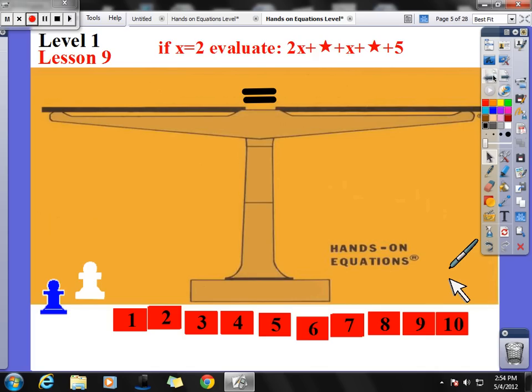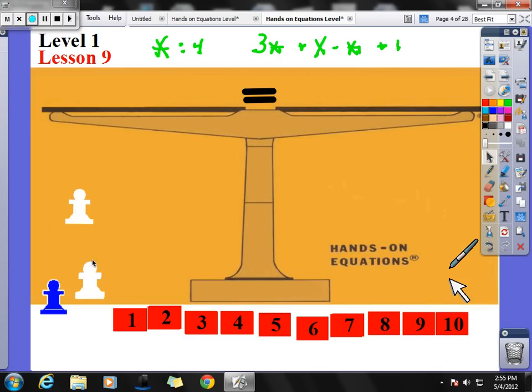So I could also do this. Let's say we want to evaluate, if star equals 4, this expression: 3 star plus x minus star plus 1. I apologize for the writing, but this is 3 star plus x minus star plus 1. So let's go ahead and set that up on our board.